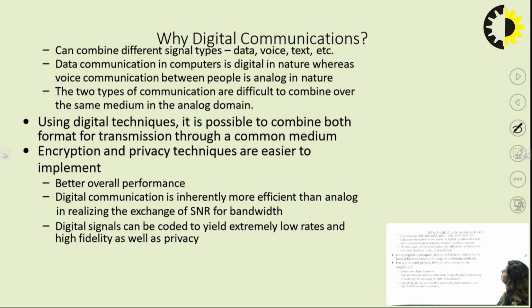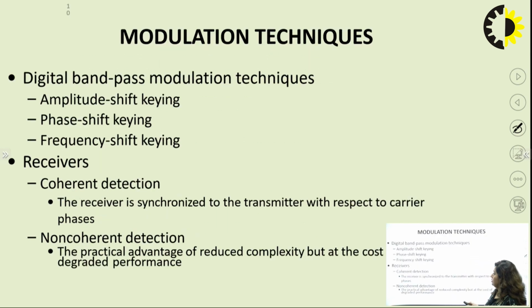So why is digital communication so important? It can combine different signal types like data, voice, text, etc. Data communication in computers is digital in nature, whereas voice communication between people is analog in nature. The two types of communications are difficult to combine over the same medium in the analog domain. So using digital techniques, it is possible to combine both formats, either voice or video, or a voice combination or a data combination, and they can be easily transmitted through a common medium. There are also a lot of encryption and decryption techniques available in digital communication.